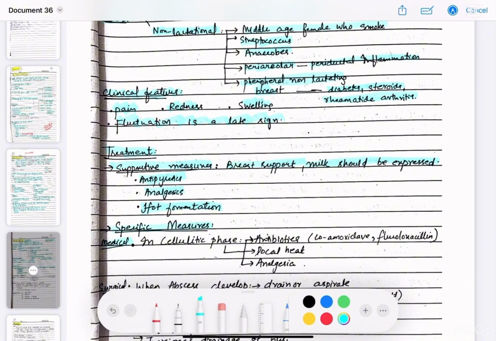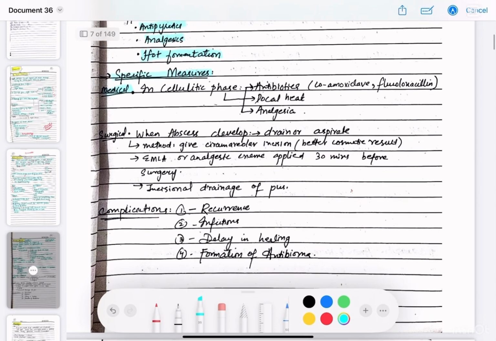The medical measures are that in the cellulitic phase, antibiotics, local heat, and analgesia are given. The antibiotics that are specifically used are co-amoxiclav and flucloxacillin. These are the antibiotics of choice.